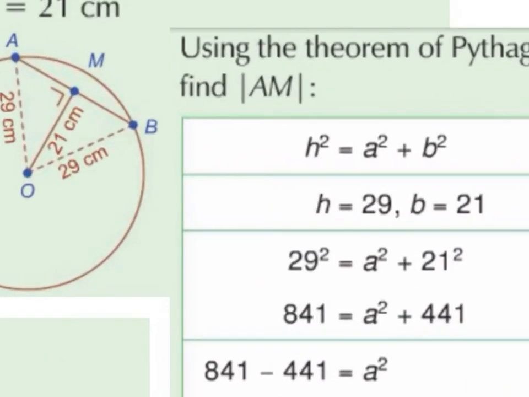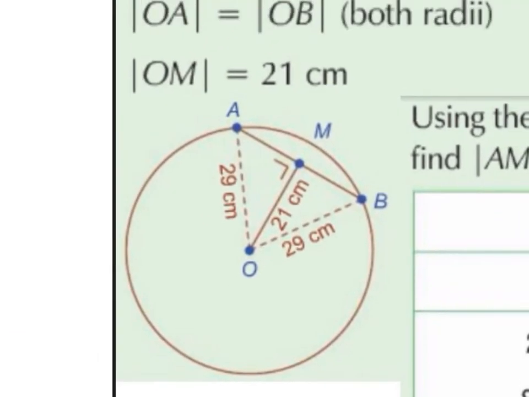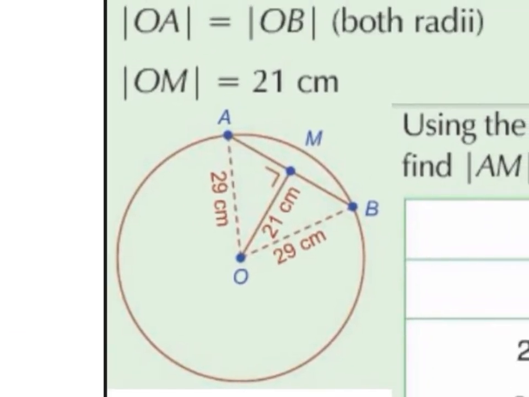So if we have a look at this diagram here, we can see OA is going to be equal to OB, because they are both radii, and we were told in the question that the radius is 29, so this is 29 and this is 29. So remember, AB is what we're looking for. We were also told that OM is equal to 21. So from O to M, we have a distance of 21 centimeters.